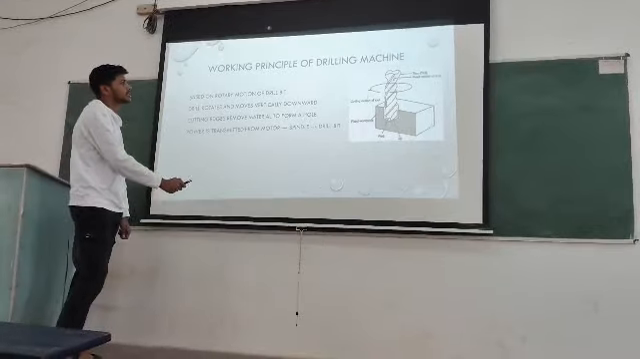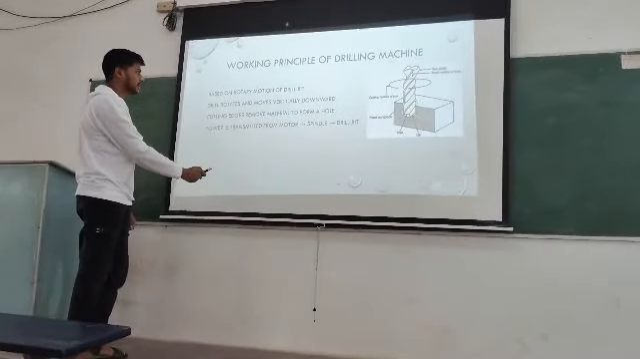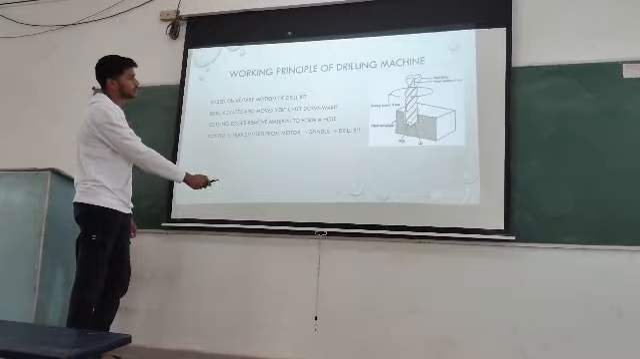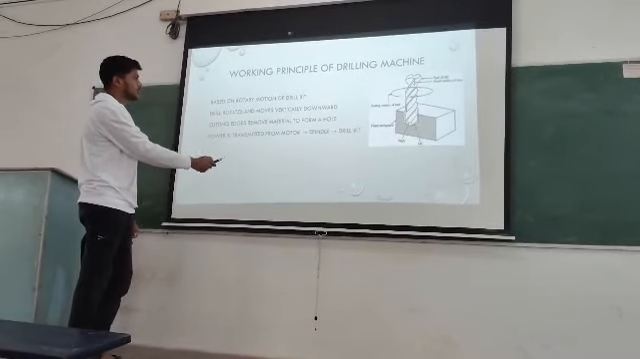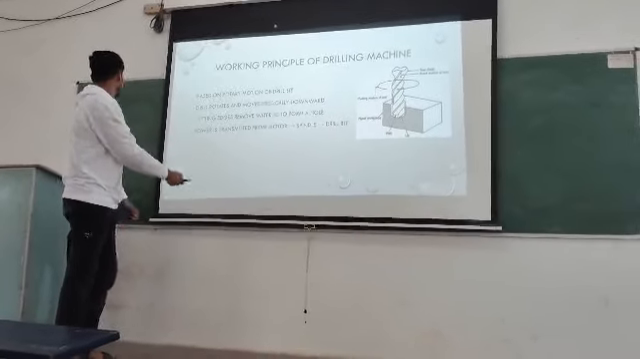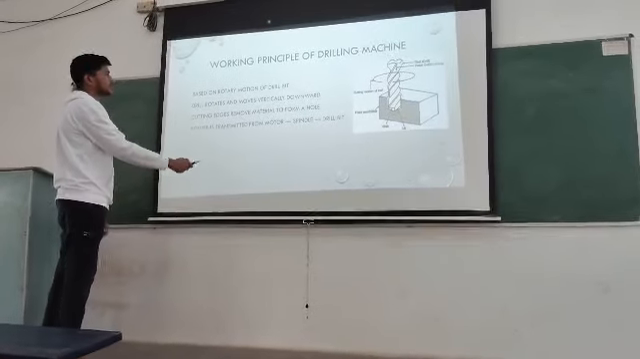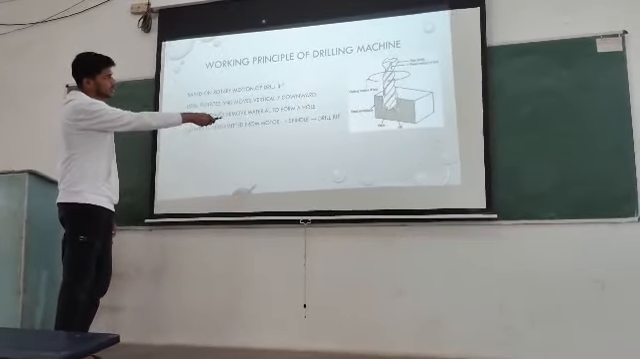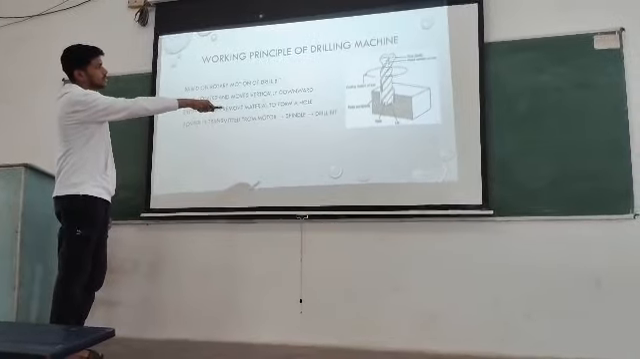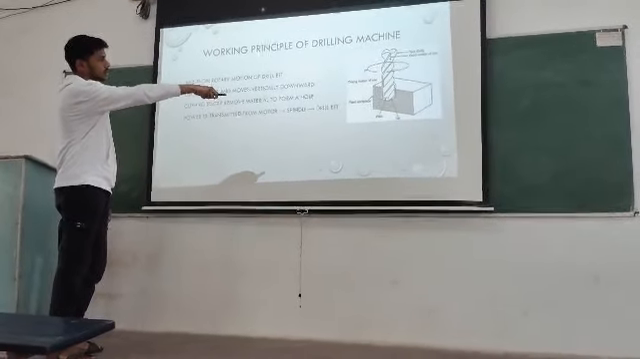As the drill rotates in a rotary motion, it goes vertically downwards. When it goes vertically downwards, it creates a hole. This hole is called a drill hole. The power is transmitted from the motor to the spindle to the drill bit. This is called a drill bit, and this is a workpiece.